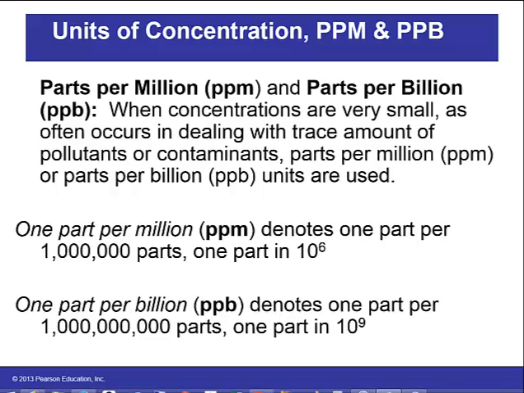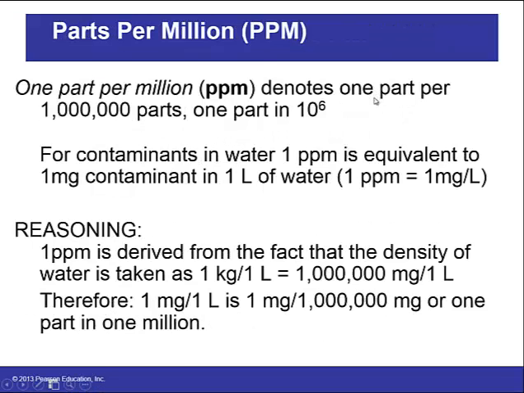1 part per billion then would denote 1 part of something in a billion parts of the other thing, or 10 to the 9th. So 1 part per million denotes 1 part per million parts, or 1 part in 10 to the 6th. So for contaminants in water, 1 part per million is equivalent to saying 1 milligram of contaminant in 1 liter of water. So essentially 1 part per million is 1 milligram per liter of water.